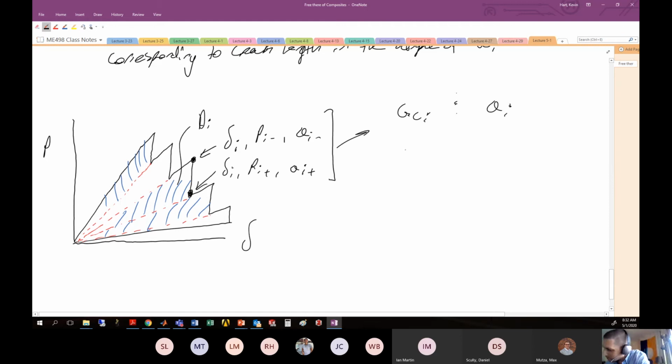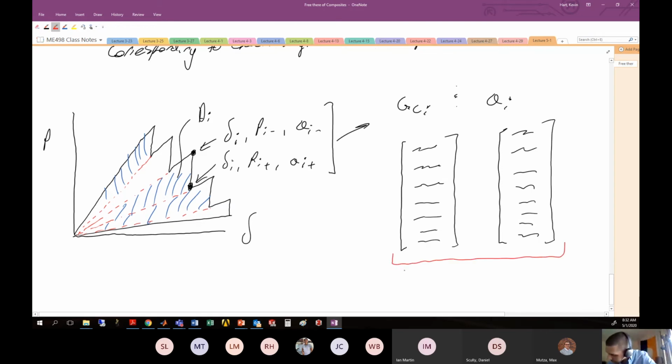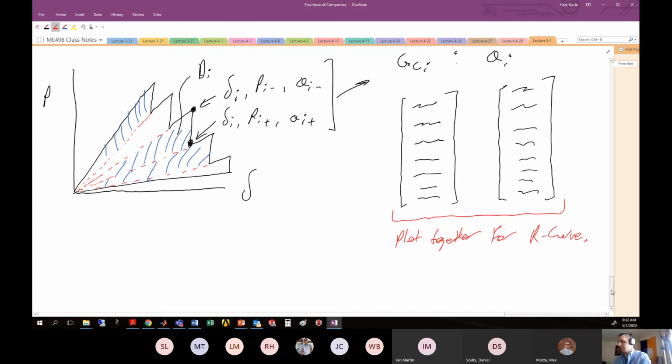So these are vectors. You'll have some value of G_C, some value of G_C, some value of G_C, and so on and so forth for each one of the events. All right, so think about how you might look at this in MATLAB. We can take these two individual vectors and plot them against each other to create what's called the resistance curve. And this is an important concept in this energy method for fracture mechanics.